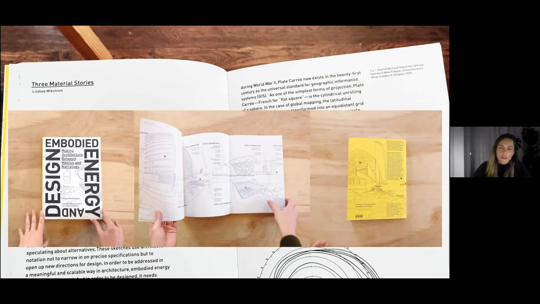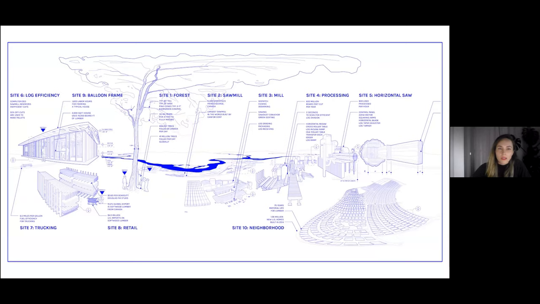So in Three Material Stories, published as part of Embodied Energy and Design, I explore an architect's material expertise across three materials, steel, concrete, and wood, and how our expertise expands far beyond the site that they're constructed in, but also the sites that they move through in order to get there. So this is essentially a designing of material supply chains from the inside out. This demands a new form of projection, is my proposal. And this is in order to allow ourselves to see in a non-local way.